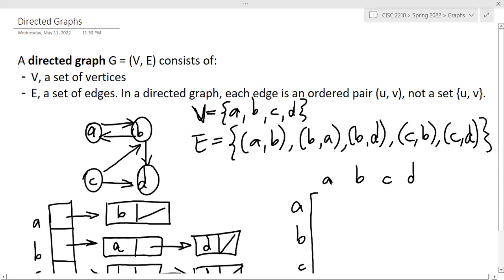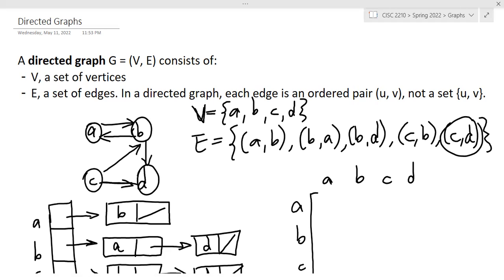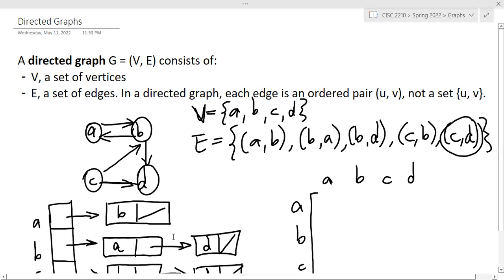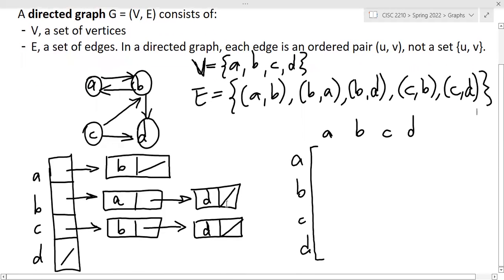Notice we don't have, let's say, (D, C), because there's an arrow going from C to D, but not the other way. So we only have (C, D), but not (D, C). How do we represent this using our graph data structures? Here it's a similar idea.